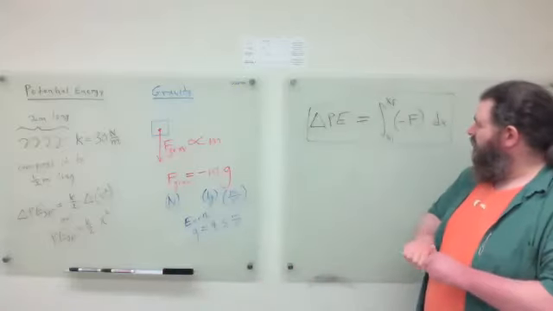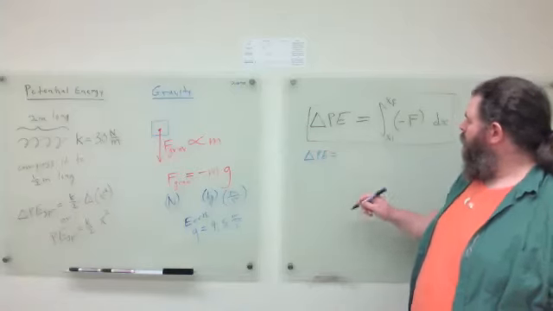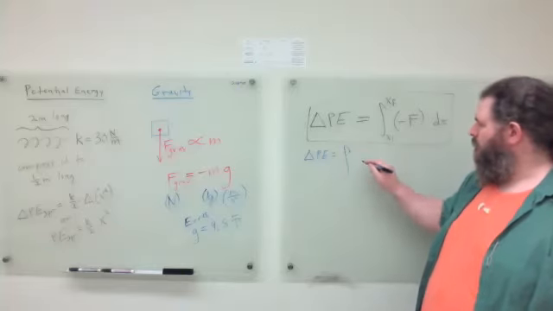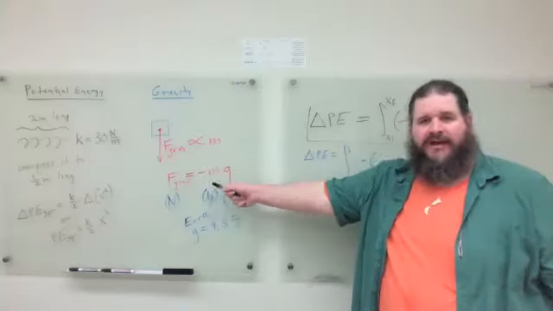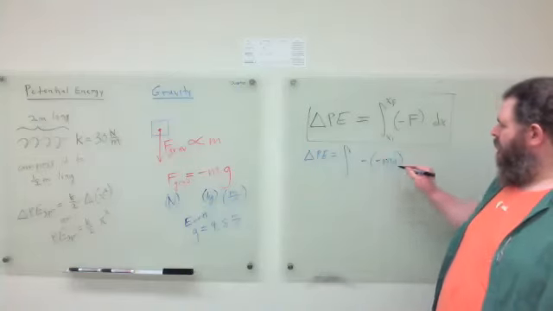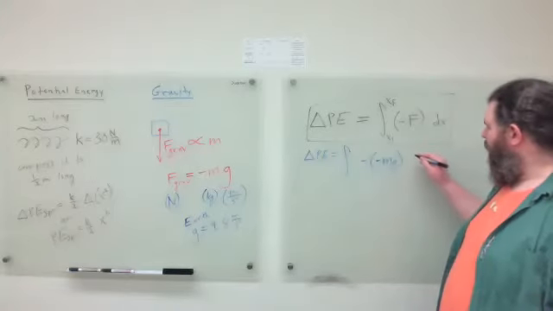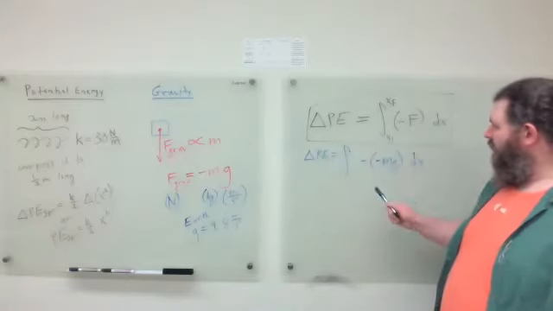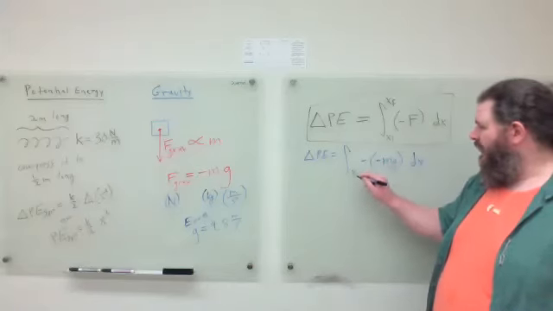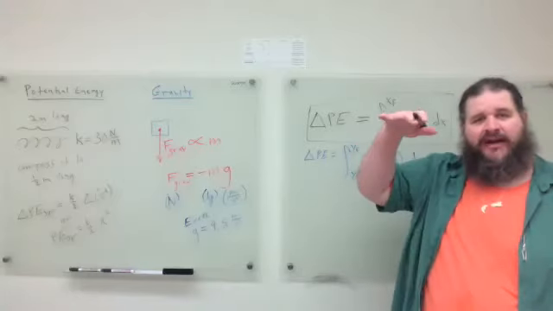We still want to integrate to find a change of potential energy. We still want to integrate negative force. In this case, the force is negative mg, so we're taking negative mg. And also, instead of calling it x, since we're talking about vertical motion, I'm going to call this y. So we're integrating negative mg with respect to y, from y initial, the initial height, to y final, the final height, if your object is changing its height.